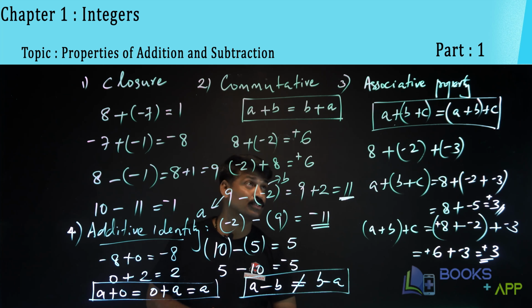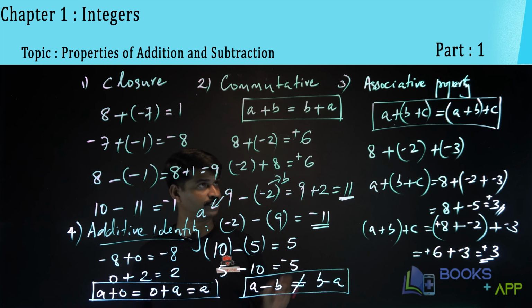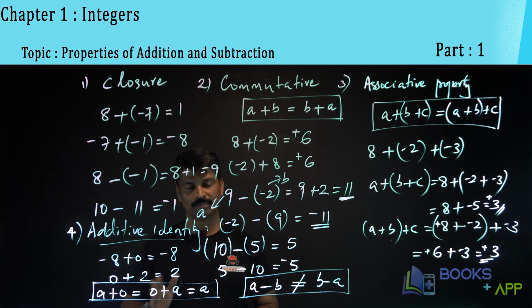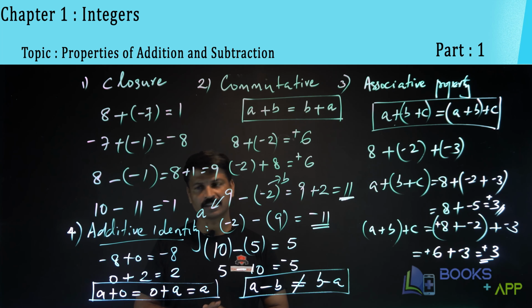Then we have seen the associative property for integers: (a + b) + c will be equal to a + (b + c). Finally, we have seen additive identity. Additive identity is 0 because when you add 0 with any integer, the answer will be that integer itself. That's why 0 is called the additive identity.